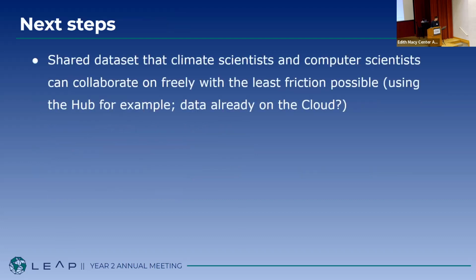Next steps. For immediate next steps, we want a shared data set that climate scientists and computer scientists can collaborate on freely with the least friction possible. That means something that is already pre-processed, has a lot of documentation, comments, and whatnot. Preferably using GitHub and having data on the cloud.